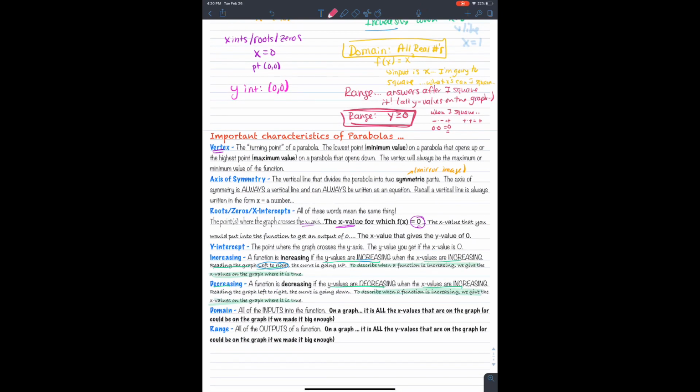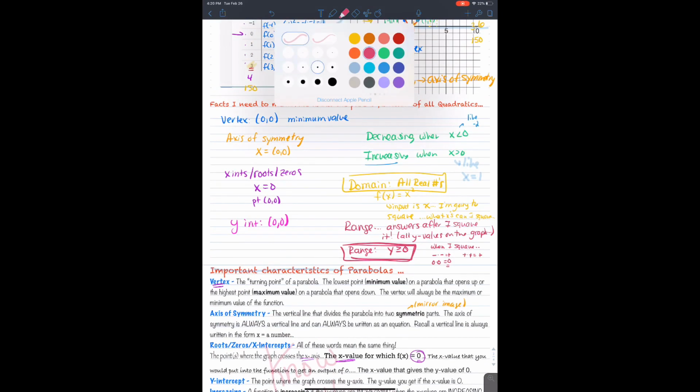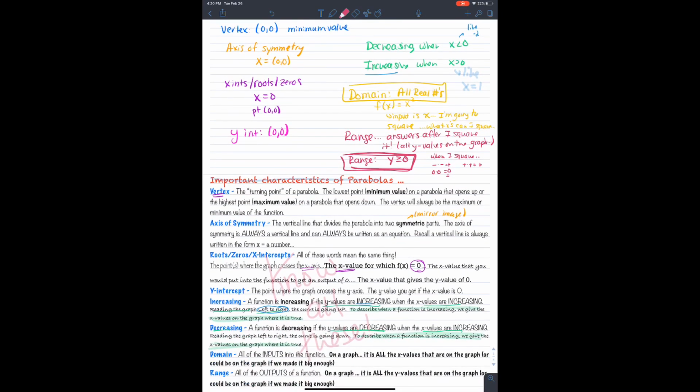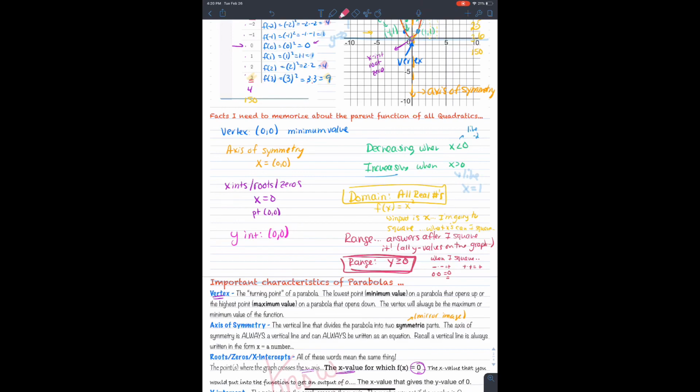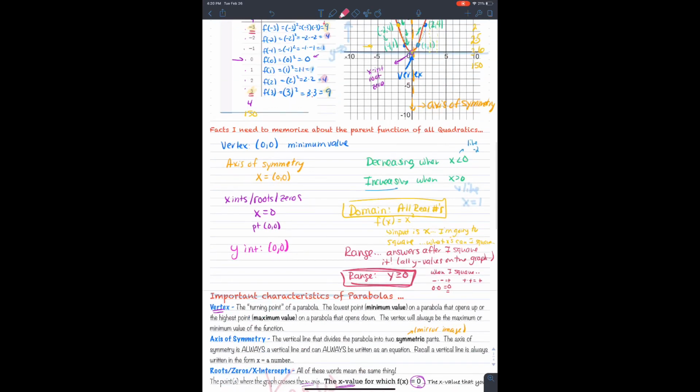So your task in making sure that you're on the same page with me is, first of all, you need to know the definitions of all of the important characteristics. All of these definitions, you need to know all of them. But you also need to memorize those facts about the parent function. For example, you need to know what the word increasing means, but then you also need to know when the parent function is increasing. So you need to memorize all of these words, but then you also need to know all of these facts.